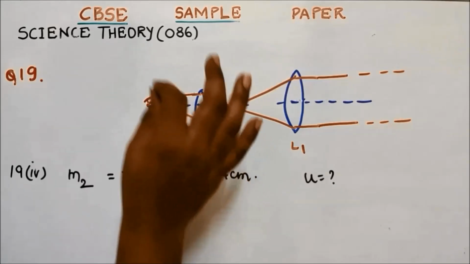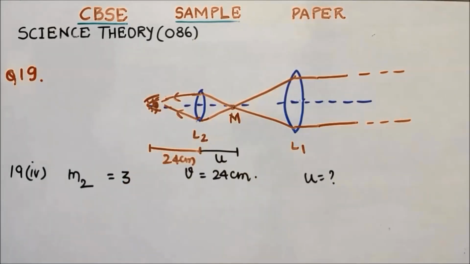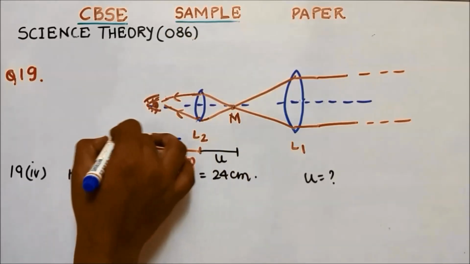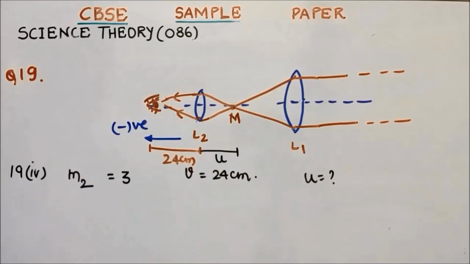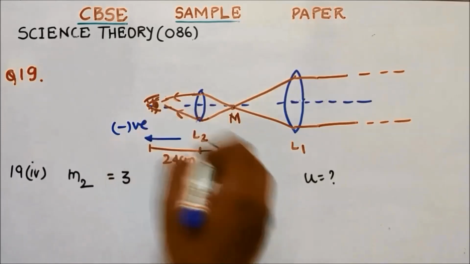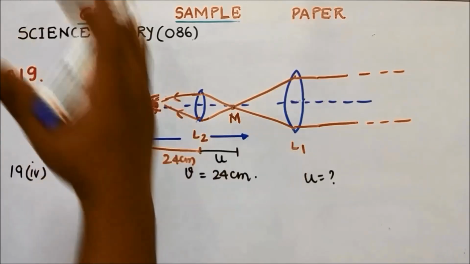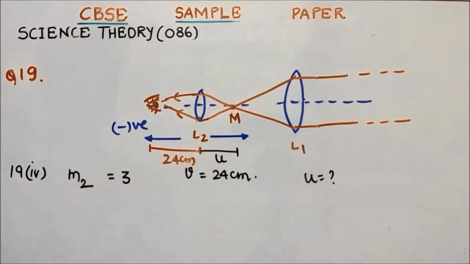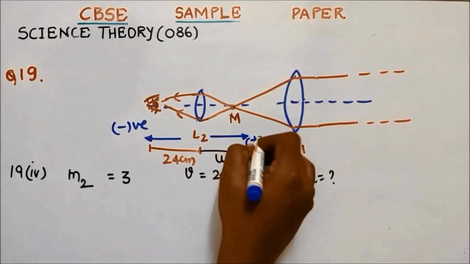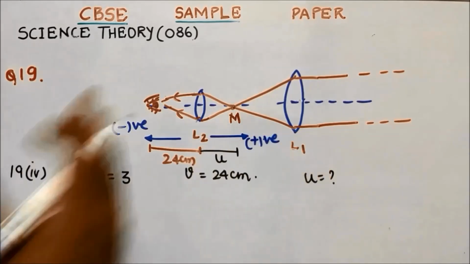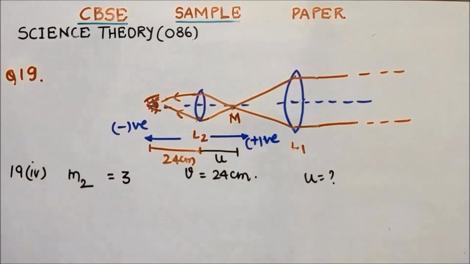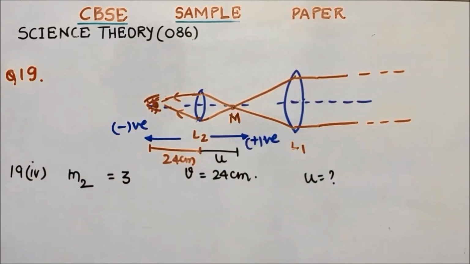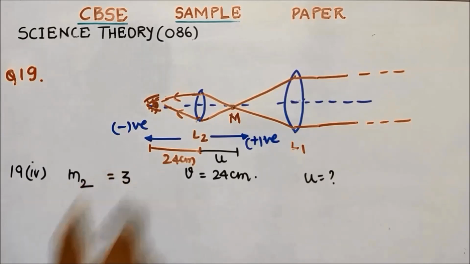I have to measure from the optical center. So if I am measuring from the lens towards the left, I am taking that as negative. And if I am measuring the distance from optical center towards right, I will take that as positive. Okay, so I am taking all the distances measured towards left as negative and all the distances measured towards right as positive. So this 24 centimeter is measured from which direction?